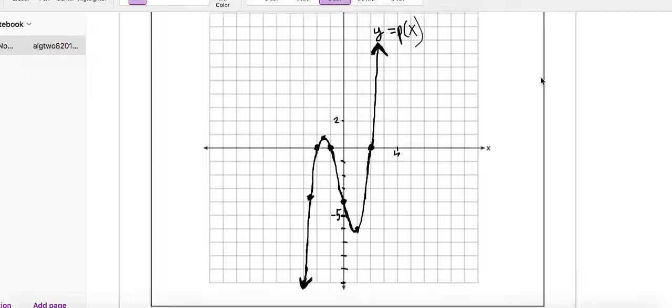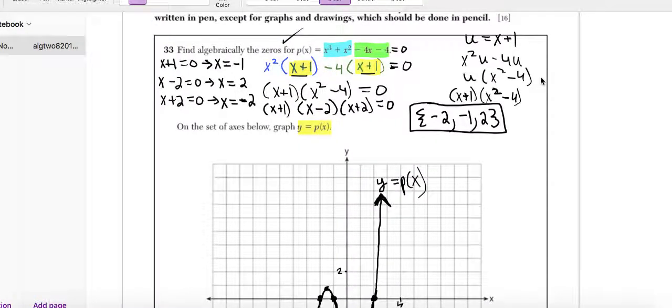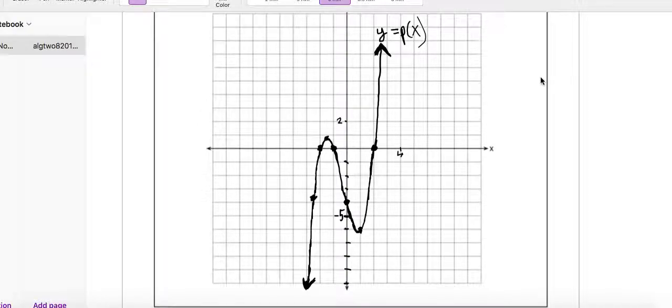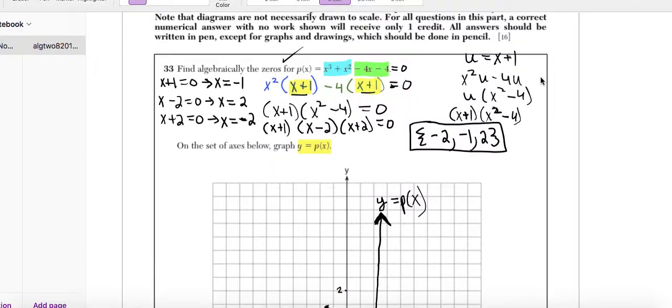And that was all there was to it. So find the zeros algebraically, which we did, and then graph y equals p of x on the set of x's below. All right, that's all there was to it, guys. That would be a full 4-point response. All right, ready for the next question?